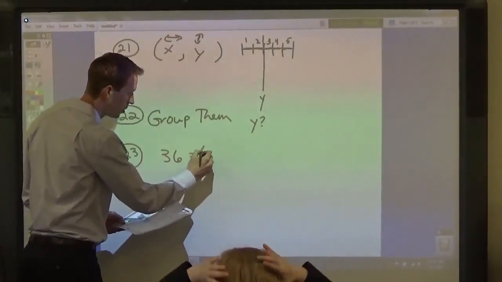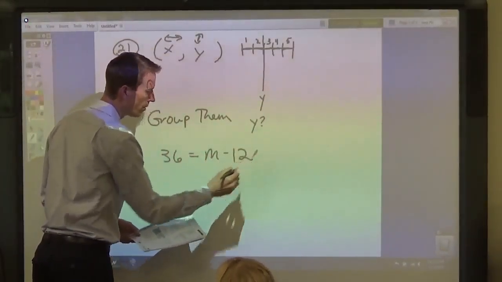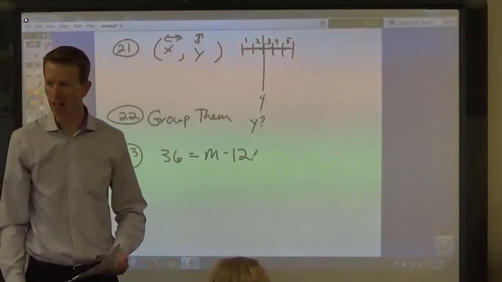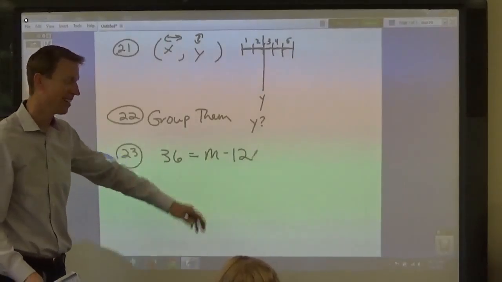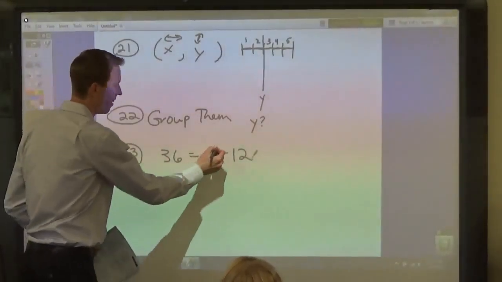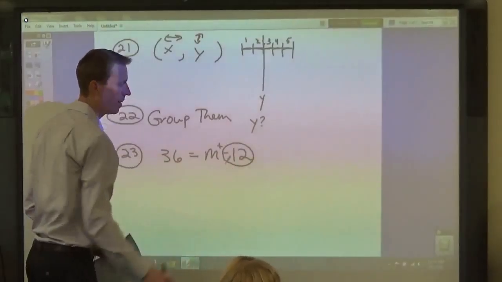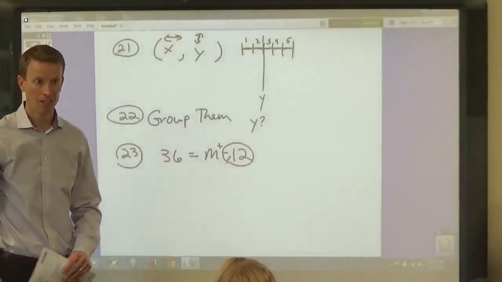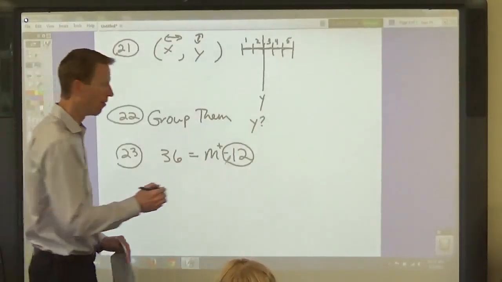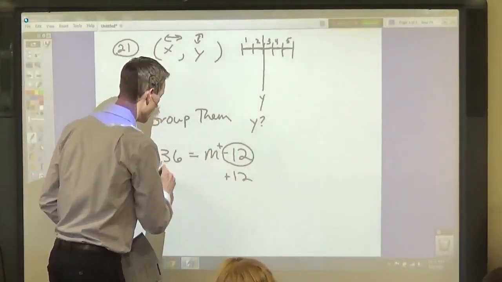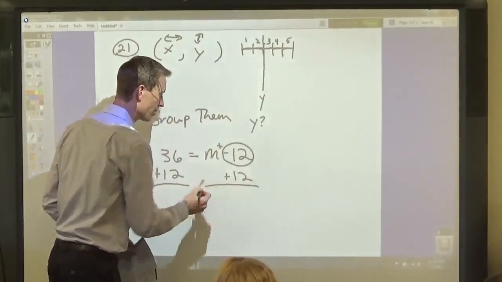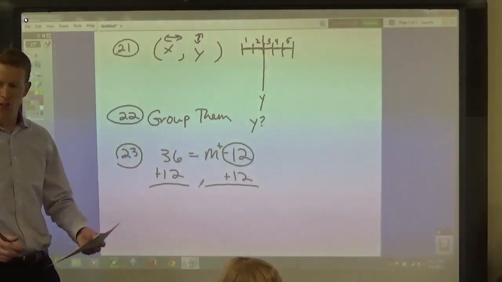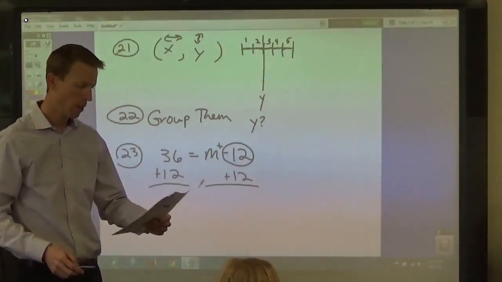36 is equal to m minus 12. What should we put in front of the minus sign? A plus sign. So this is actually a negative 12. How do we get rid of negative 12? Plus 12. Add 12 to both sides. Yep. Okay? So that's how you show your work, and that's worth 2 points.